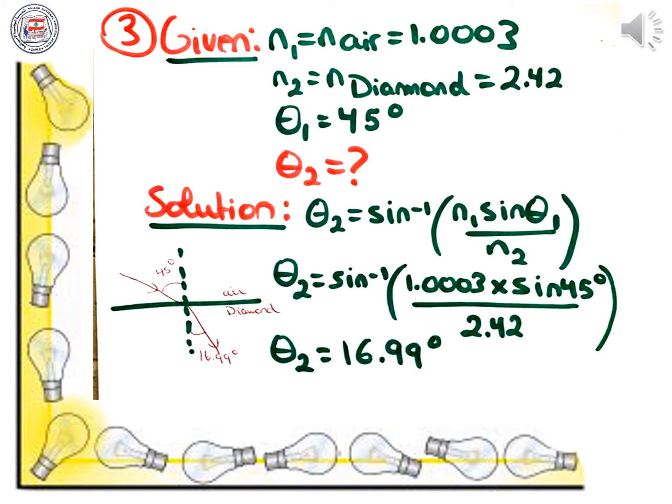Number 3. Light in air enters diamond at 45 degrees. What is the angle of refraction? So in the given we can see that N1 is N air equal to 1.0003, N2 is N diamond equal to 2.42, and the angle of incidence, which is angle 1, is equal to 45 degrees. We need to find the angle of refraction, so we use the equation sine minus 1 into N1 sine angle 1 over N2. We put the values and the answer is 16.99 degrees. So we can see in the figure to the left, as light passes from air to diamond, the angle of refraction is less than the angle of incidence, which is 45 degrees.